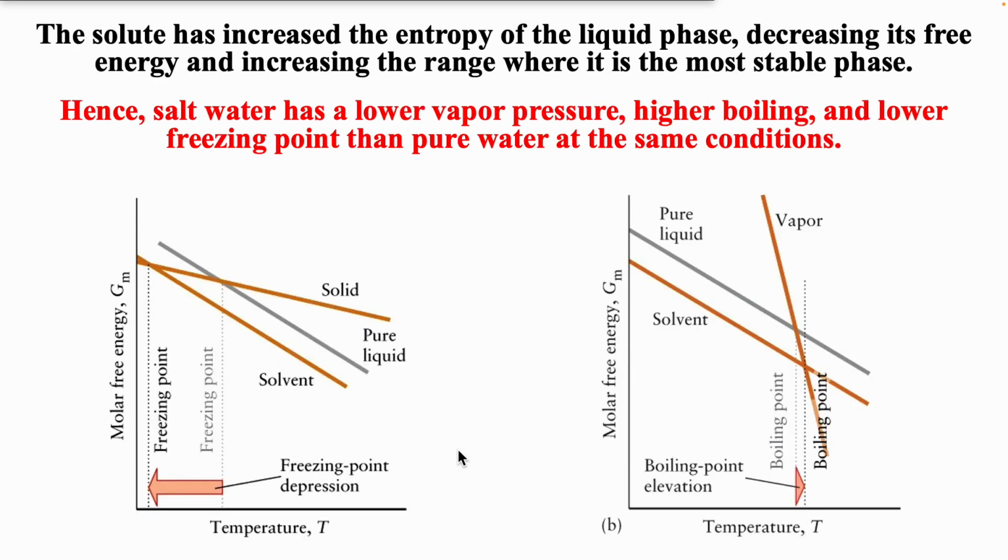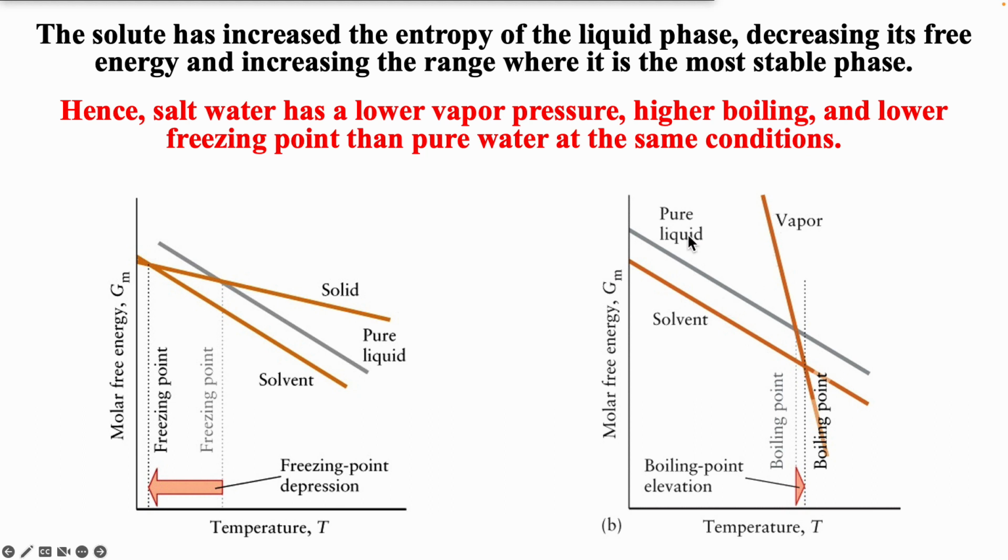So the solute has increased the entropy of the solution phase and decreased its free energy, increasing the range where it's the most stable phase. If you had a closed container with a liquid, solid, and gas, and you add a solute, the solute is going to go in the liquid. It's not going to affect the solid or the gas. Here we're going from a pure liquid, increasing the entropy and lowering the Gibbs free energy. This is the Gibbs free energy line for the solvent, and where these two lines cross corresponds to melting. So what's actually happened is you've decreased the melting point.